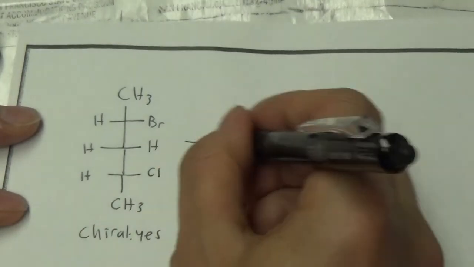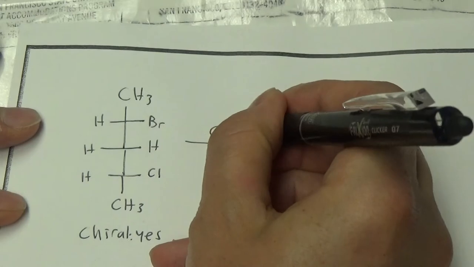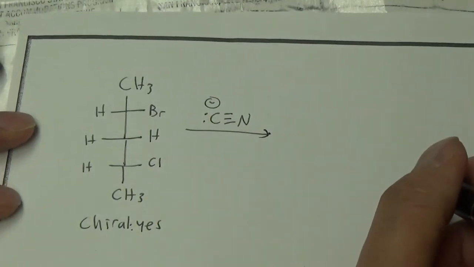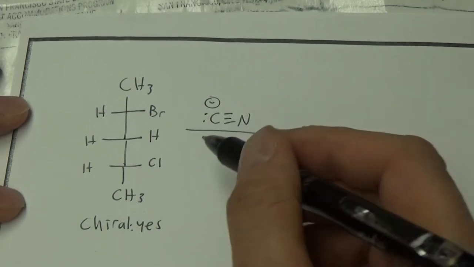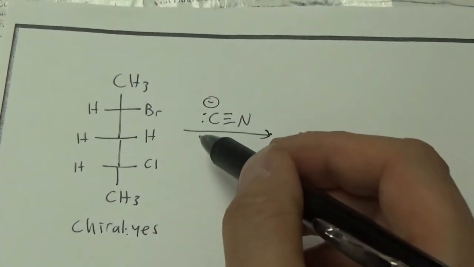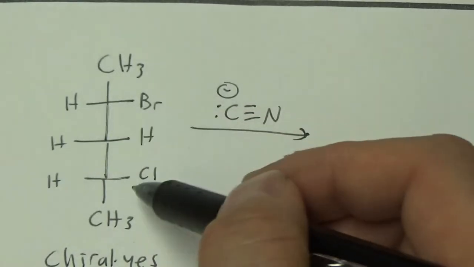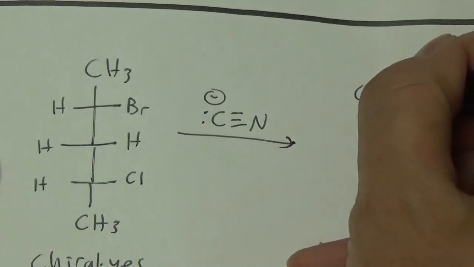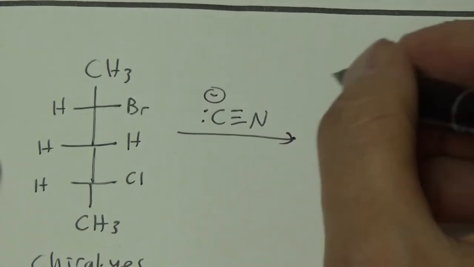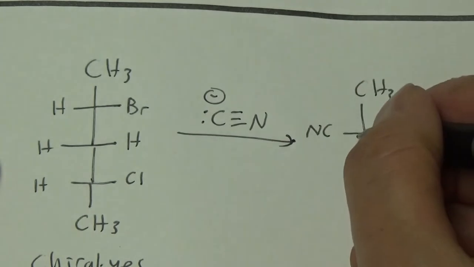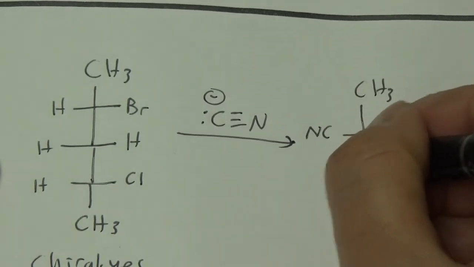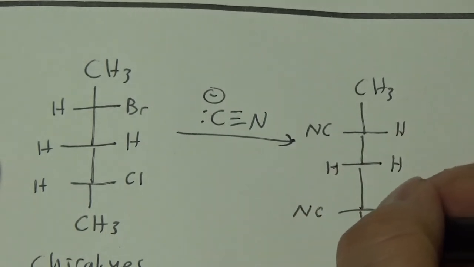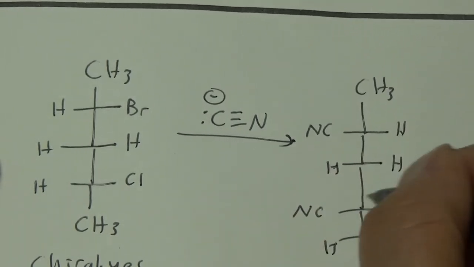If I react this with a good nucleophile like cyanide, CN minus, what's going to happen? It's going to attack both of the chiral centers, the Br one and the chlorine one, and it's going to invert, right? So NC, H, H, H, NC, H, H, H.